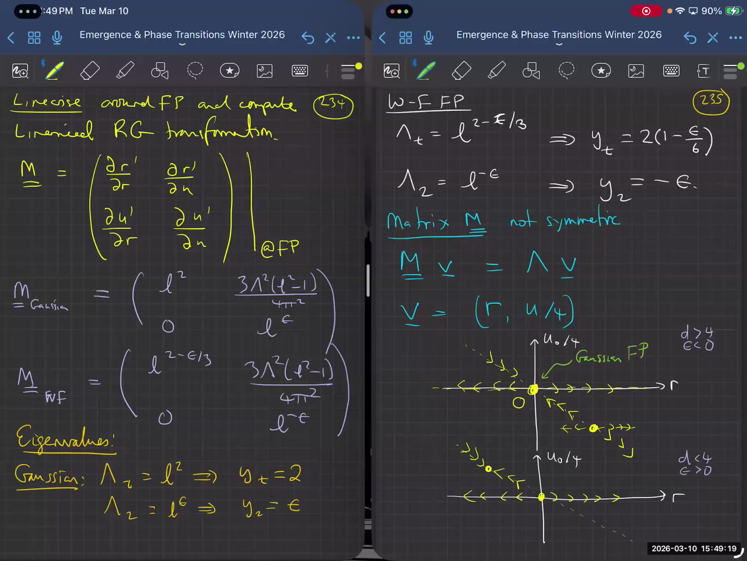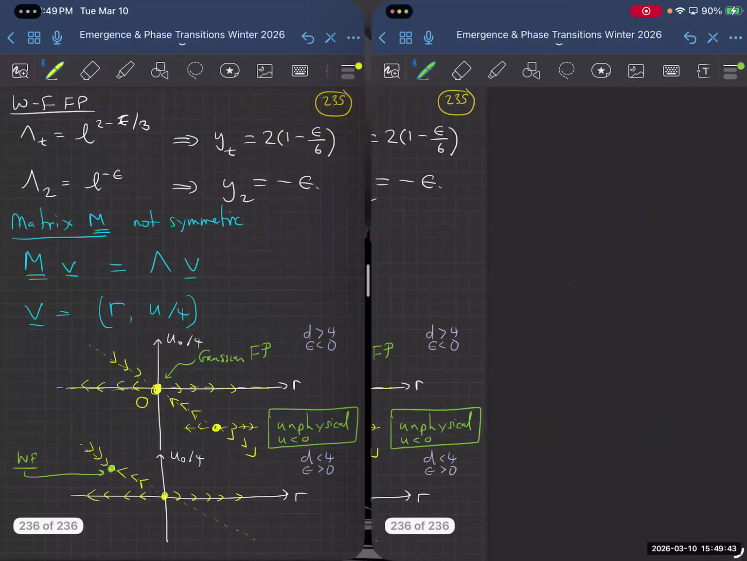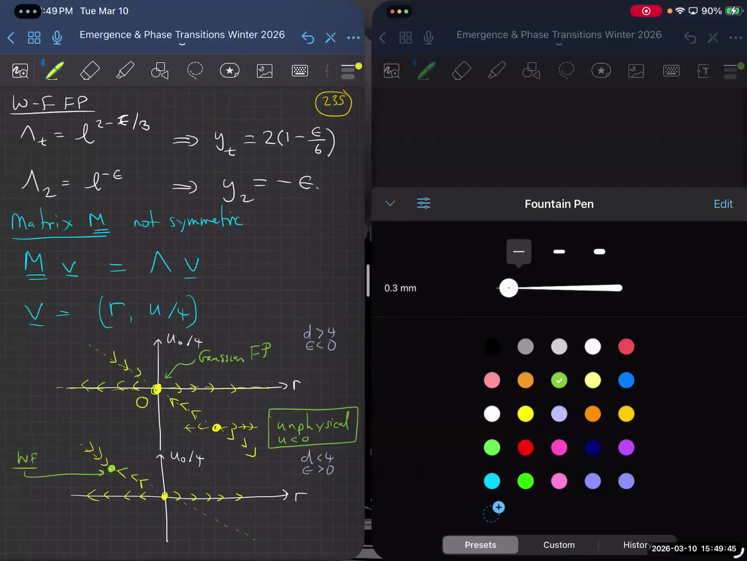And this here is the Wilson-Fisher fixed point. And now this is unphysical. So that one doesn't count, but this one is physical. And this is the thing that controls the critical exponents. Okay, so now you have that. Now you can do the calculation.